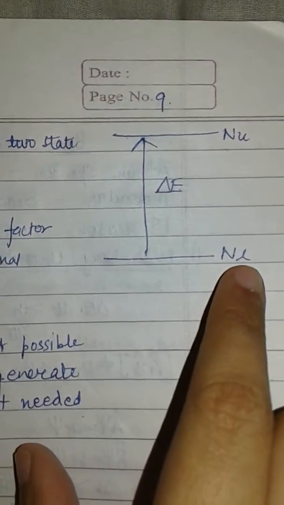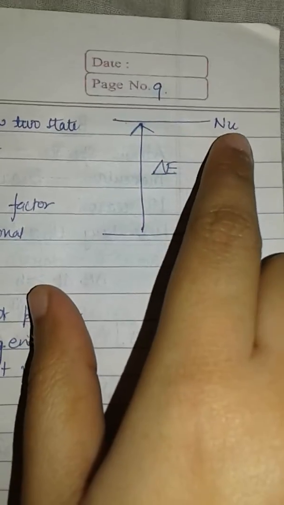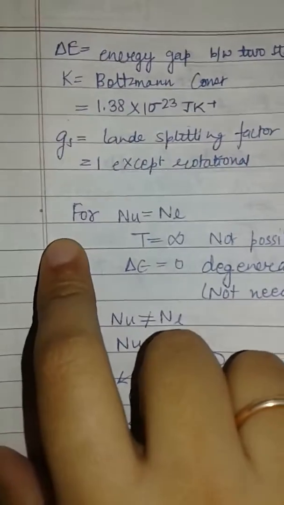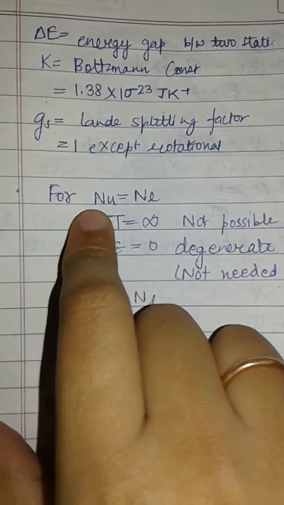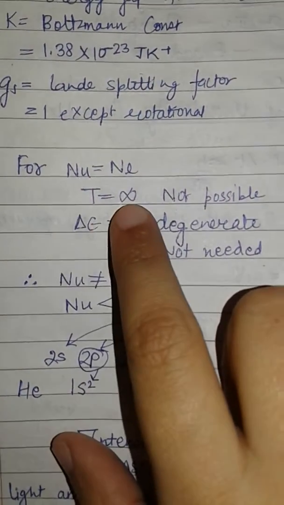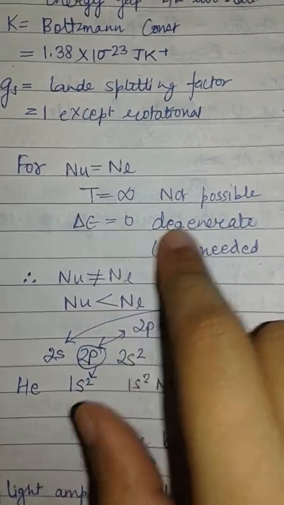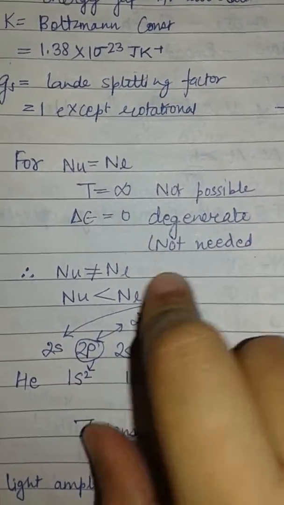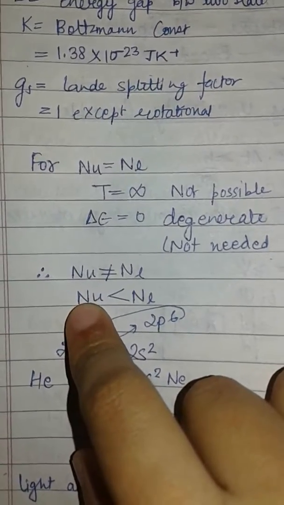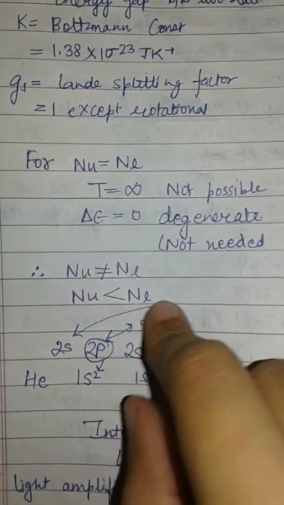This is the Nl, population of lower state. This is Nu, population of upper state. This is the energy difference. For Nu equal to Nl, T will be infinity, which is not possible. Delta E equal to 0, that is degenerate levels, it is not required. Therefore Nu is not equal to Nl. Nu, that is population of upper state, is always less than population of lower state.